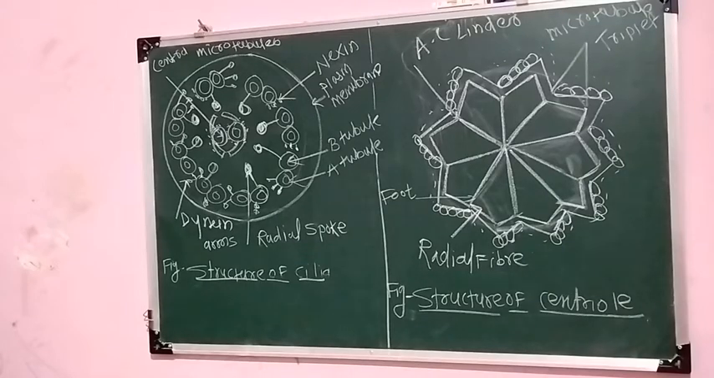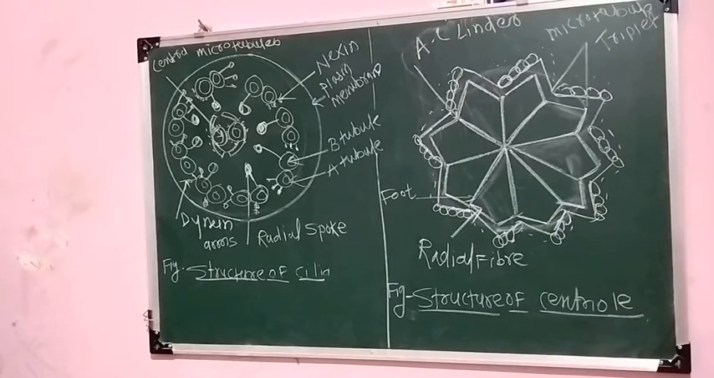Each centriole is made up of 9 sets of triplet microtubules of tubulin.